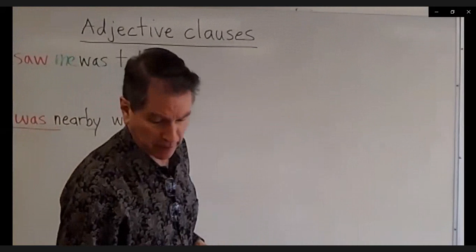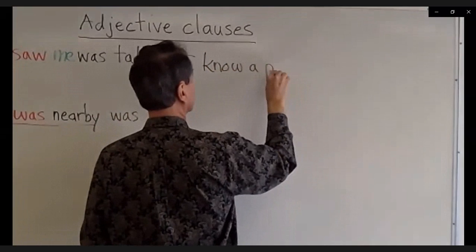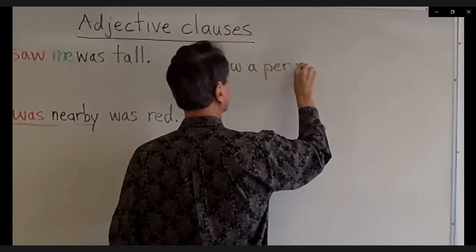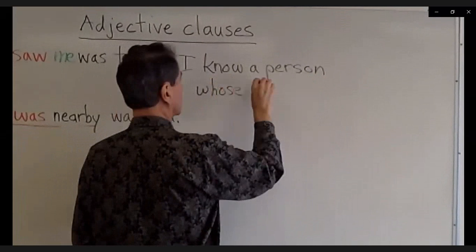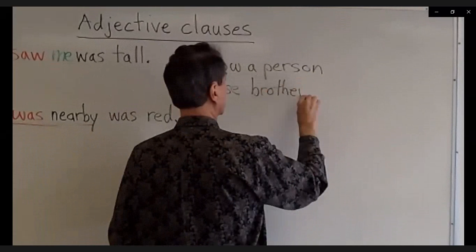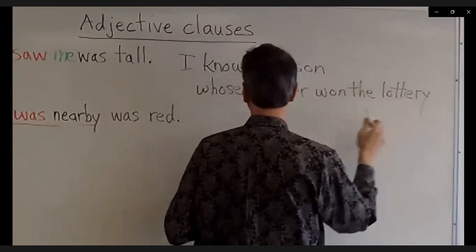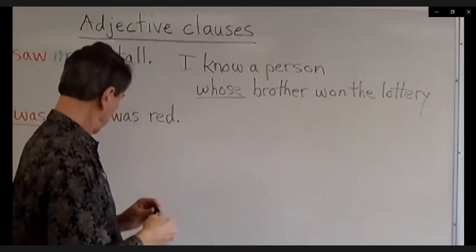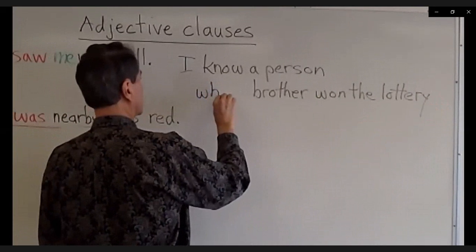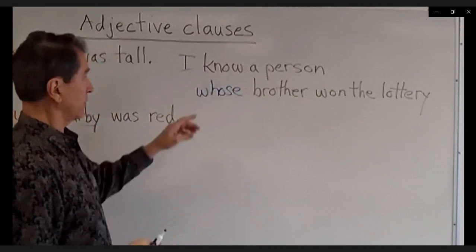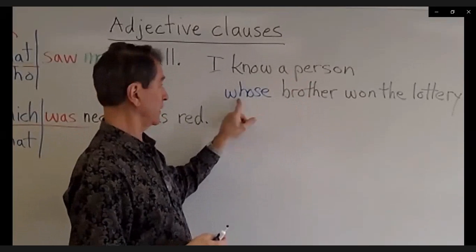Over here on this side of the board, I'll put an example. I know a person whose brother won the lottery. Now this person didn't win the lottery, but his brother won the lottery. Maybe I should put his in because I'm putting all the markers in blue. Let's do whose, W-H-O-S-E. Whose brother won the lottery? Because this person's brother won the lottery. So it's not him that won the lottery, it is his brother that won the lottery.